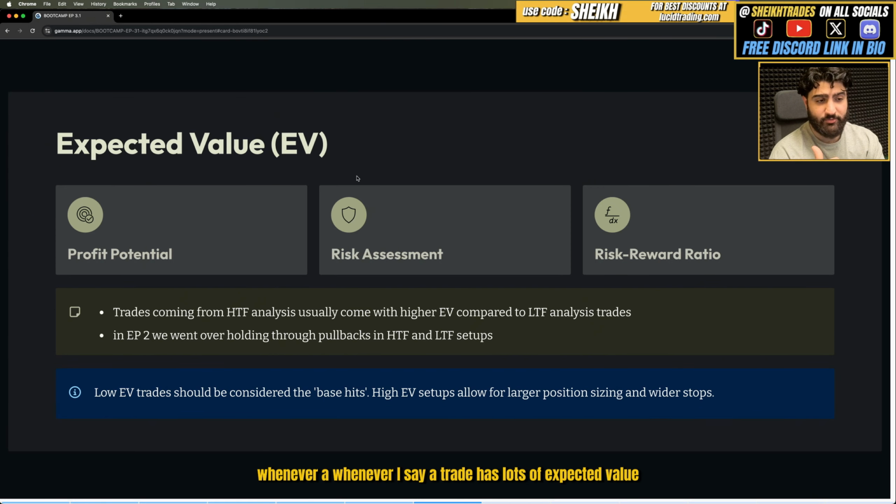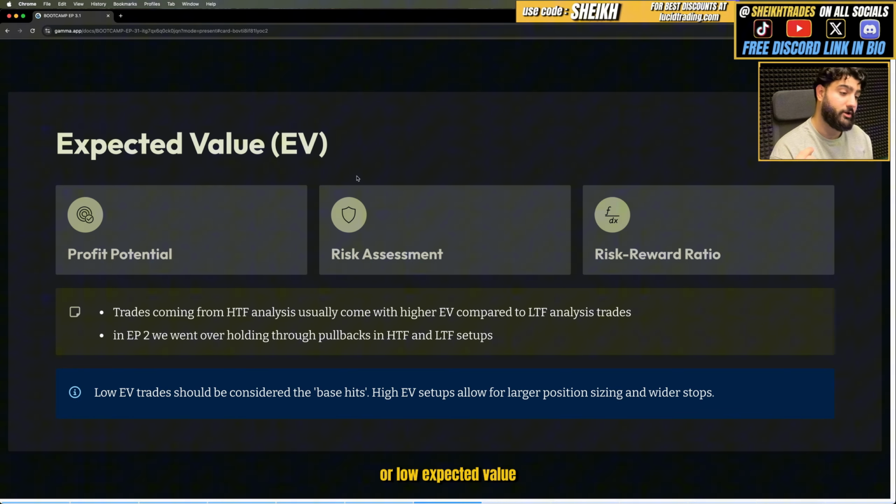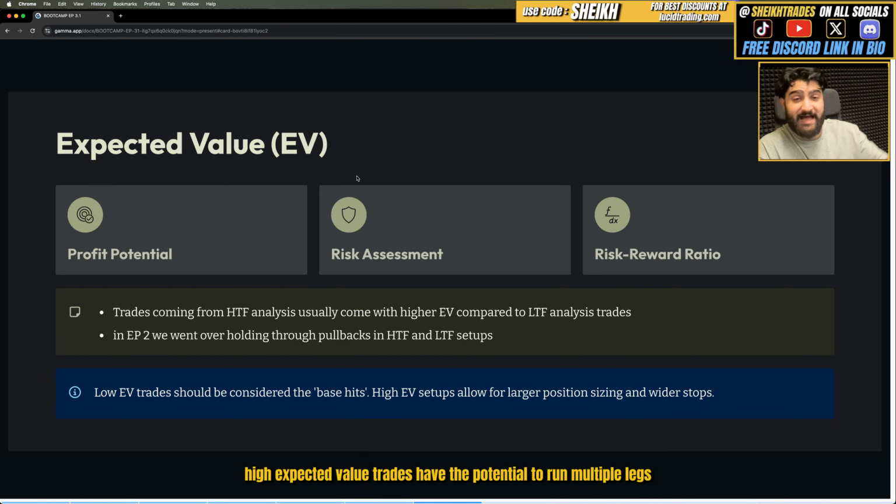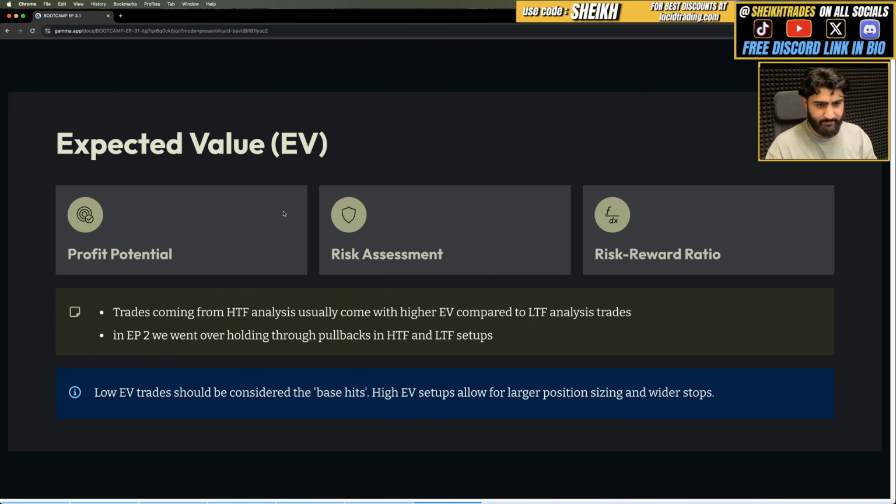Whenever I say a trade has lots of expected value or low expected value, that means a trade has the potential to run a lot. High EV trades have the potential to run multiple legs. Low EV trades have the potential to not run a lot. They're base hits usually. Low EV trades should be considered base hits. High EV trades allow me larger positioning, and allow me to hold through pullbacks, because they're high EV trades. The profit potential, risk estimate, risk to reward ratio.